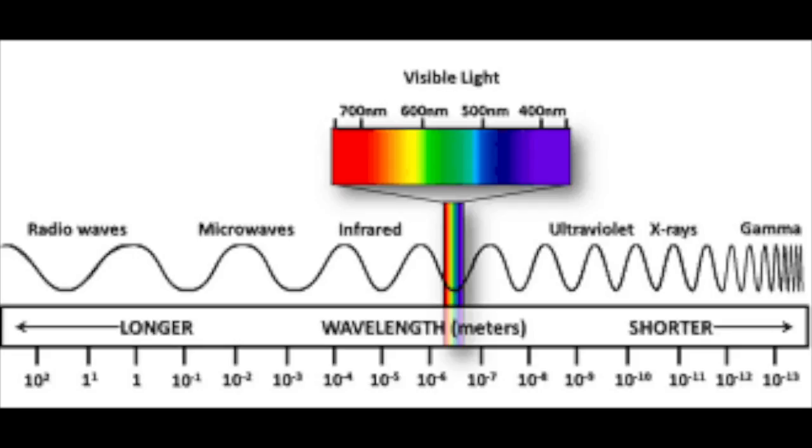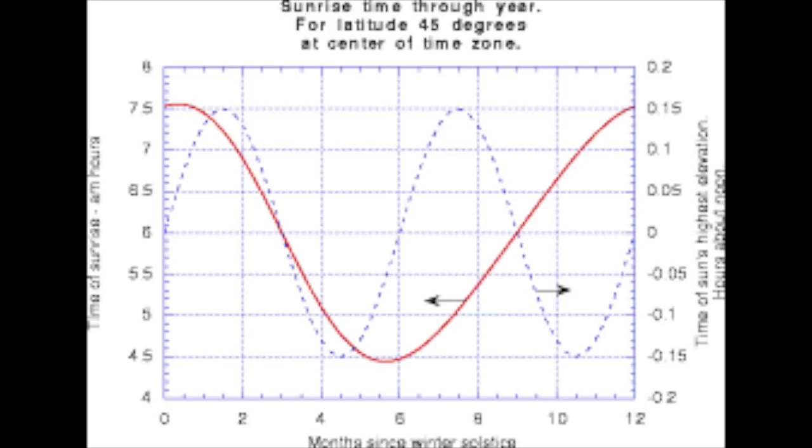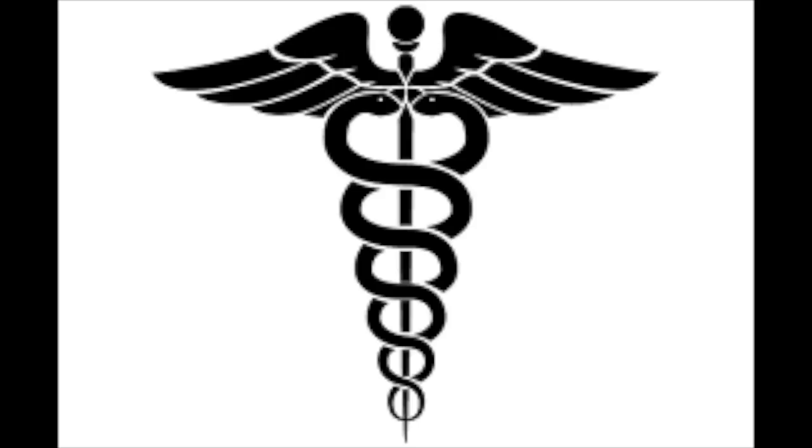Cosine graphs are used in a variety of ways, mainly in STEM-related fields. They're used to chart the light spectrum, for measuring tsunamis and earthquakes, recording temperature fluctuations, and in the medical field to monitor heart rate and blood pressure.